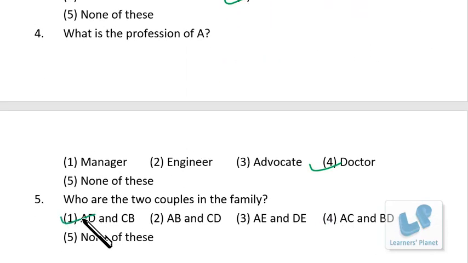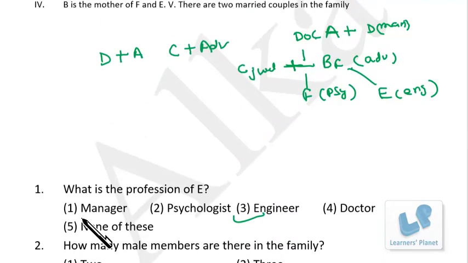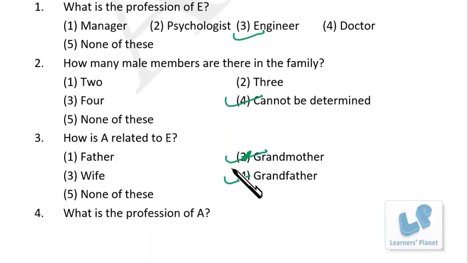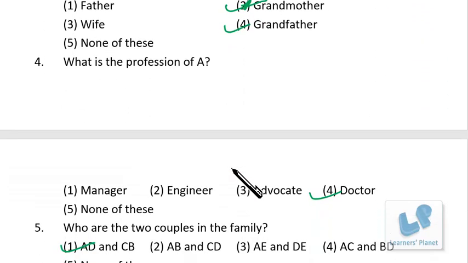AD and BC. Okay, so it's very simple, and if at any stage you are confused, just take a pause and verify the entire information. Doctor is the grandfather, doctor has to be male, grandfather of F, who is a psychologist. Manager D is married to A. C is jeweler, married to advocate. B is mother of F and E. There are two married couples, one is this and this, right? So the story is very simple. In 2 minutes you can make the relationship tree and do all the questions.